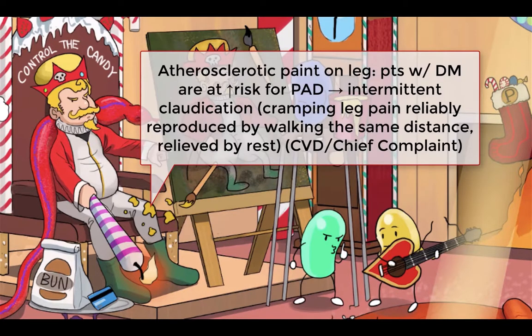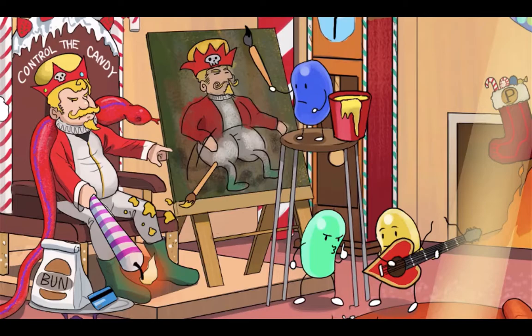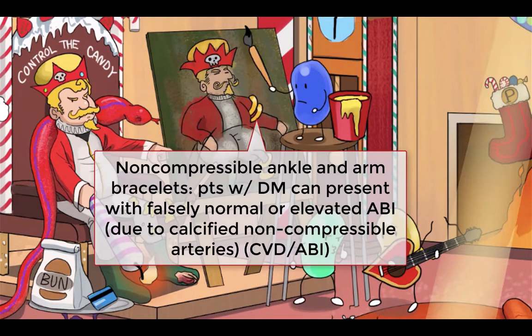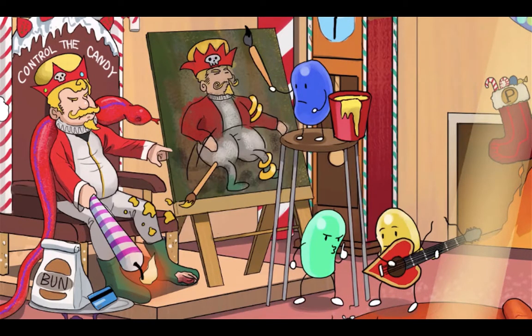Peripheral arterial disease occurs in up to 60% of diabetic patients. It classically presents with intermittent claudication, which is characterized by cramping leg pain that's reliably reproduced by walking the same distance and relieved by rest. However, diabetic neuropathy can mask the pain of peripheral arterial disease, allowing it to silently progress to critical leg ischemia. It's also important to keep in mind that diabetics can present with a falsely normal or elevated ankle to brachial index due to calcification of their arteries, which makes the arteries non-compressible. Check out our peripheral artery disease sketch for all the gunky details.